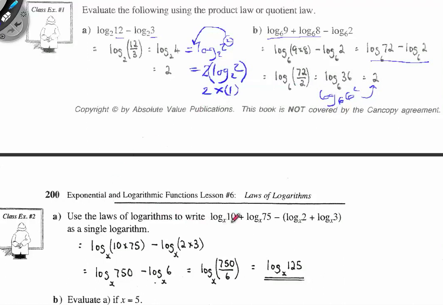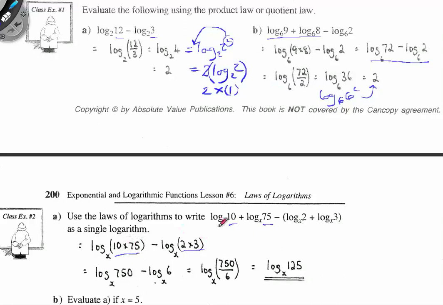Using the laws of logs to write this as a single log. So there's several steps here. We can see that this could be added together using the product law with 10 and 75. There's a subtraction here. I would take out the brackets and write this as a negative, and this is a negative. Or we can leave it as is shown down here. We'll write the first 2 and the last 2 using the product law. So 10 times 75 is here, and 2 and the 3 can be written as 2 times 3 here.